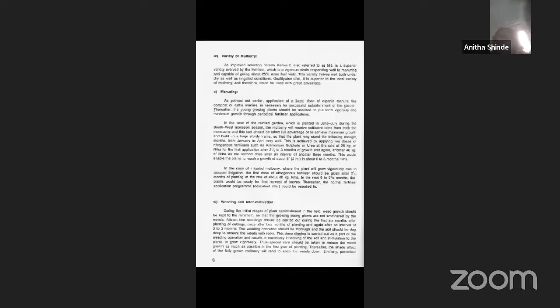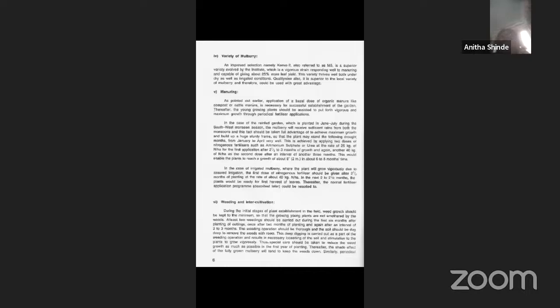The next is weeding and intercultivation. Now, what do you mean by weeding? Weeding also should be kept to the minimum. Sometimes when you are going for mulberry cultivation, or any type of cultivation, unwanted weeds also grow. So those have to be weeded out. It means you have to remove these unwanted plants or unwanted roots that grow along with the crops. So weeding and intercultivation also have to be taken care of.